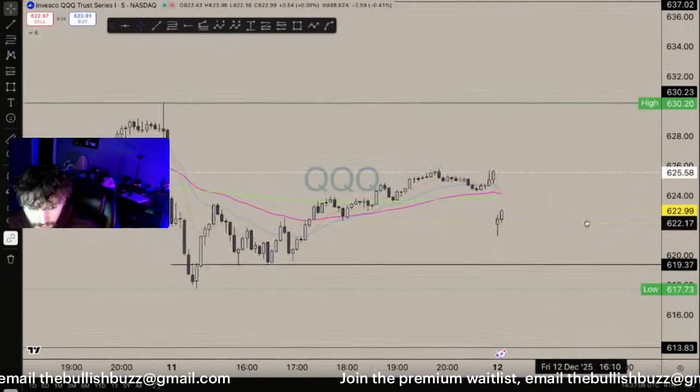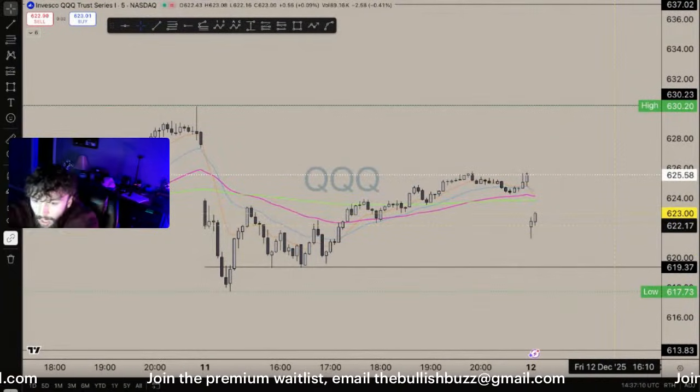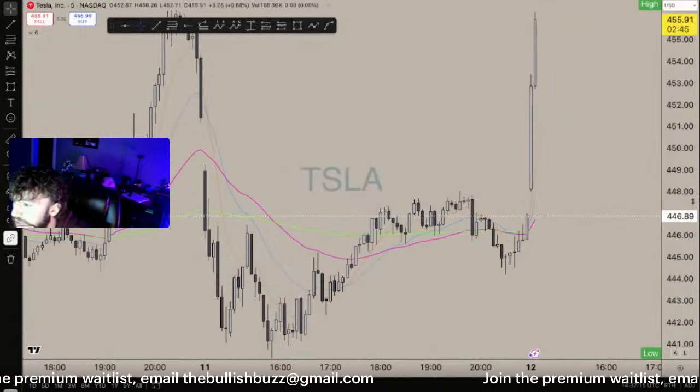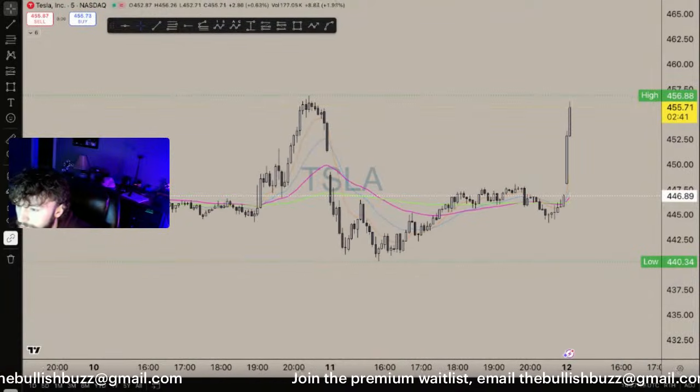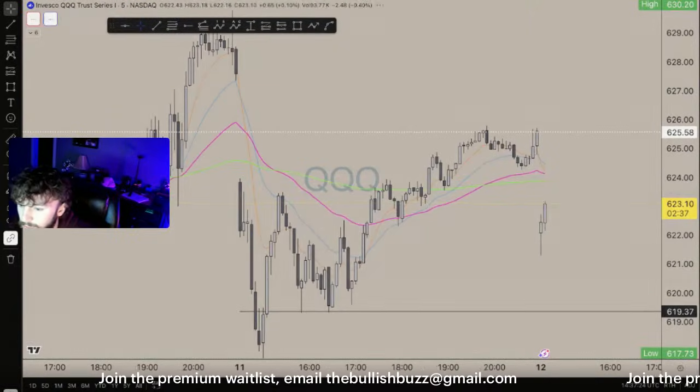Obviously, I'll show you guys in real time what we're actually looking at here. We've got Tesla up 2% today. Wow. Tesla just mooned. Wonder what that's about. Oh my God.